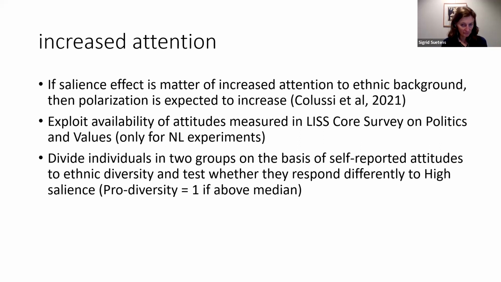We can only do this for the Dutch experiments, not for the UK. So we do it in the simplest possible way. We divide individuals into 2 groups based on self-reported attitudes to ethnic diversity, which were measured before our experiment took place. And we test whether they respond differently to high ethnic salience. I'm really sorry that I have to show this, but I'm going to show you some triple interaction regression results. But it's relatively easy to interpret. Here comes an additional variable which we call pro-diversity, a binary variable equal to 1 if people score above the median on the self-reported attitude to ethnic diversity.